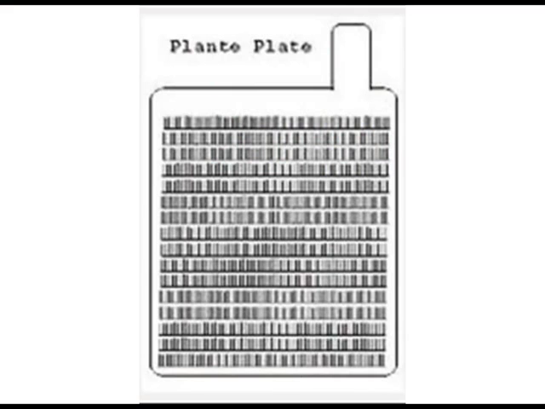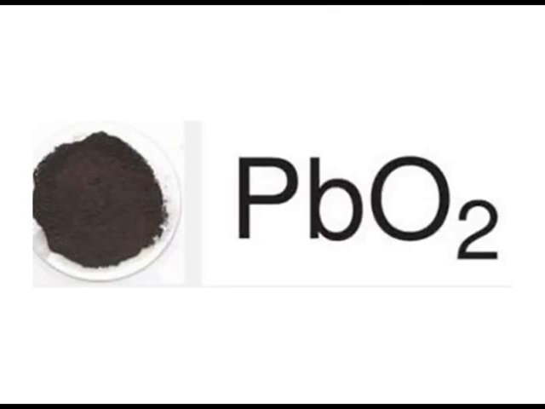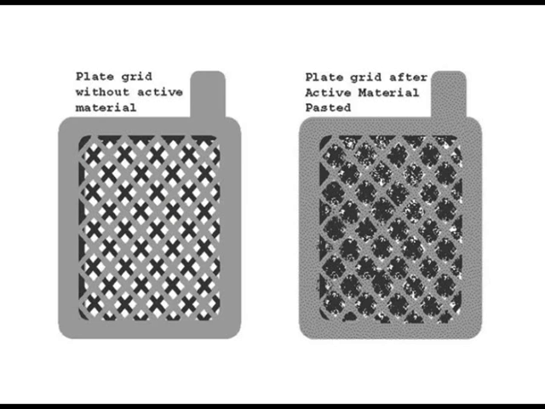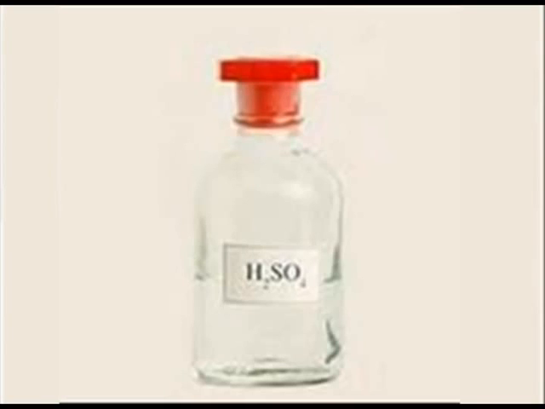The positive plate of a lead-acid battery is made up of lead peroxide. This is a dark brown, hard, brittle substance. The negative plate is made up of pure lead in a soft, spongy condition. Dilute sulfuric acid used for the lead-acid battery has a water-acid ratio of 3:1.